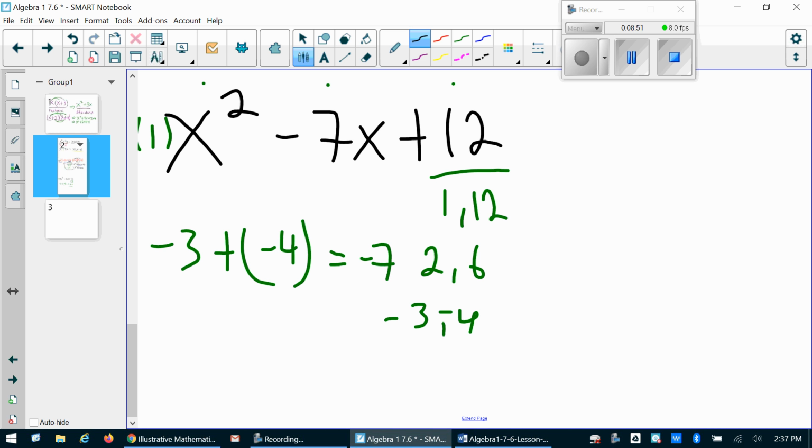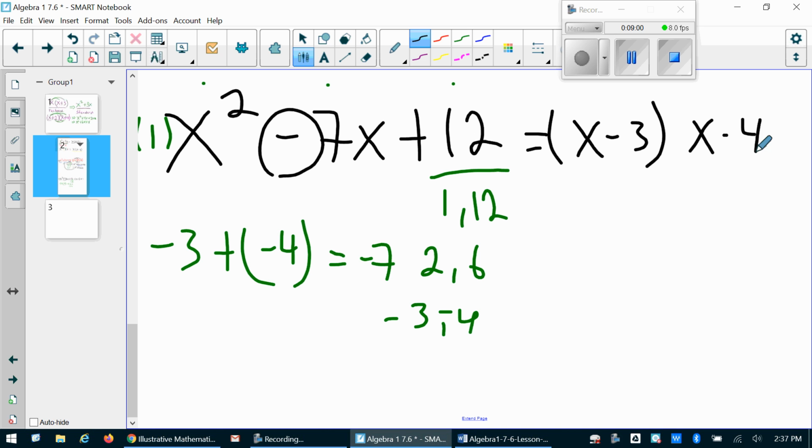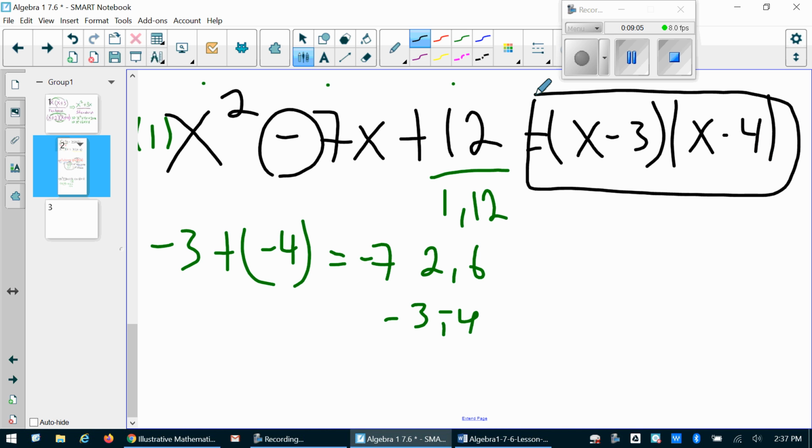What I'm saying is, on problems like this, you have to be careful with your signs when there's a minus right there. So I have x minus 3 times x minus 4, and that is that. That is the factored version of this standard form problem.